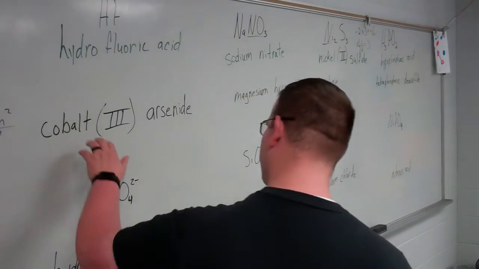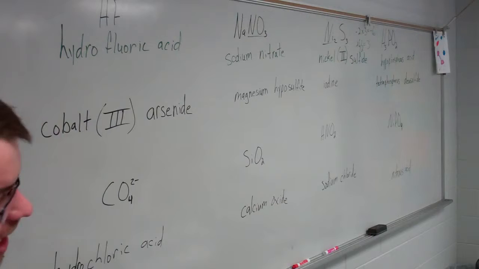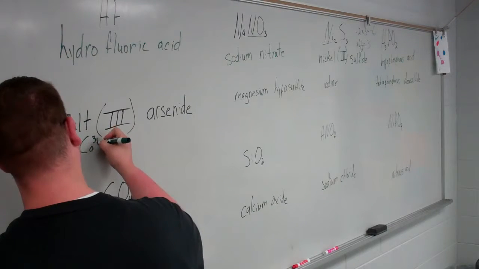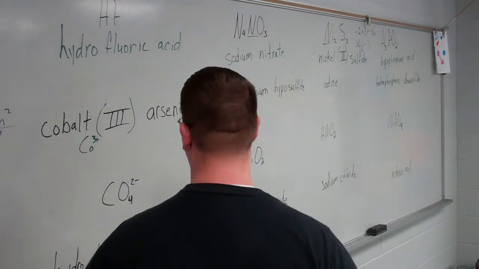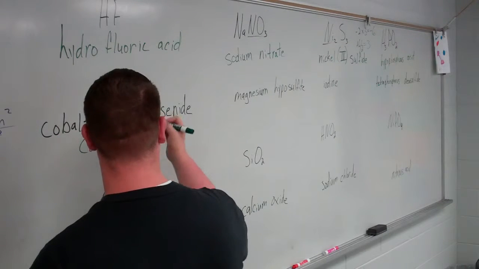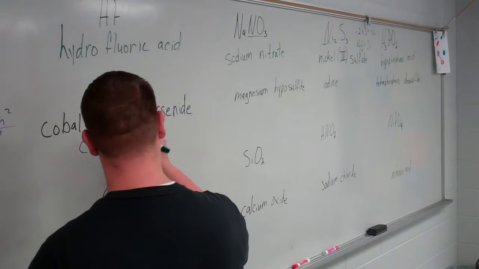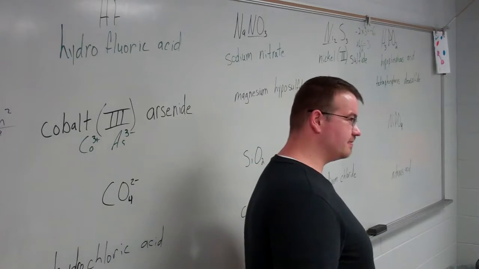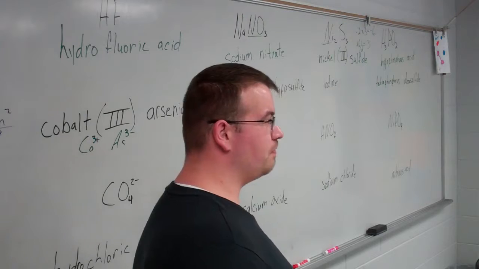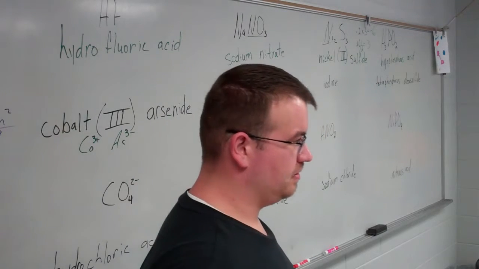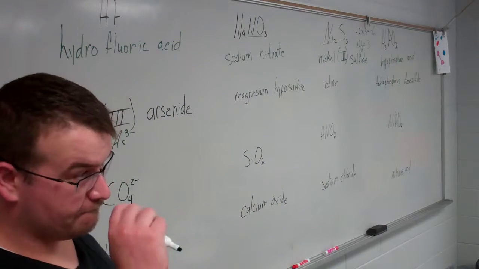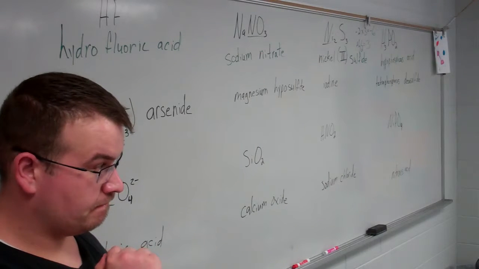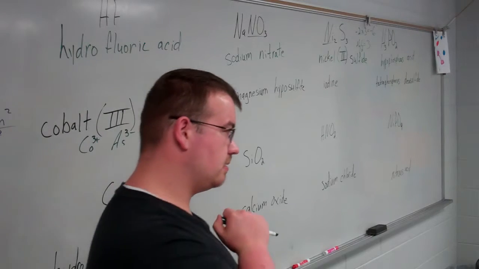Alright, so let's go here. Cobalt(III) arsenide. I put cobalt. What's the charge? +3. You guys are great help. Arsenic is what? -3. How do I know it's -3? It's in column 15. Arsenic's number 33, 15th column. I was looking for cobalt, but there's cobalt.